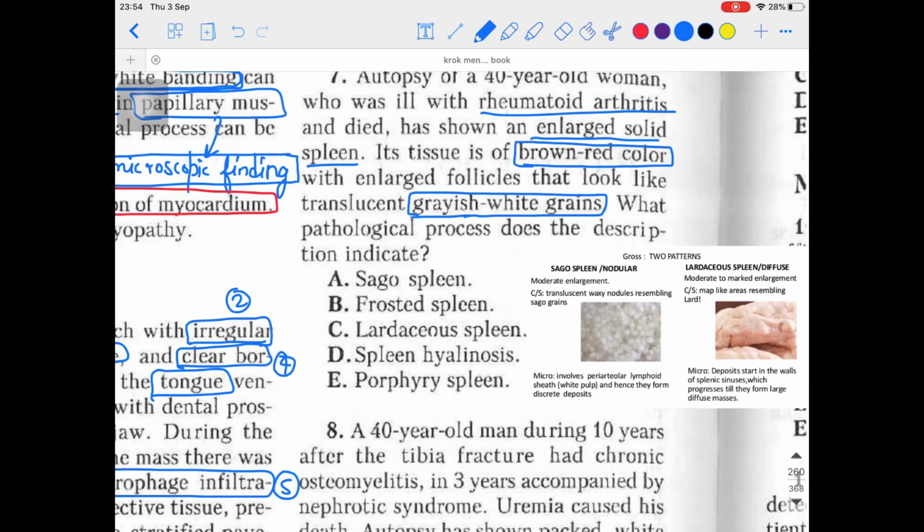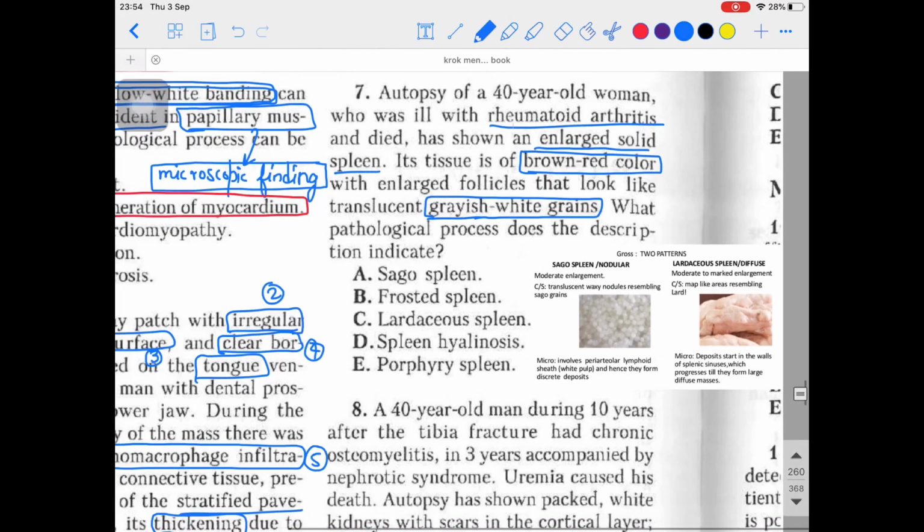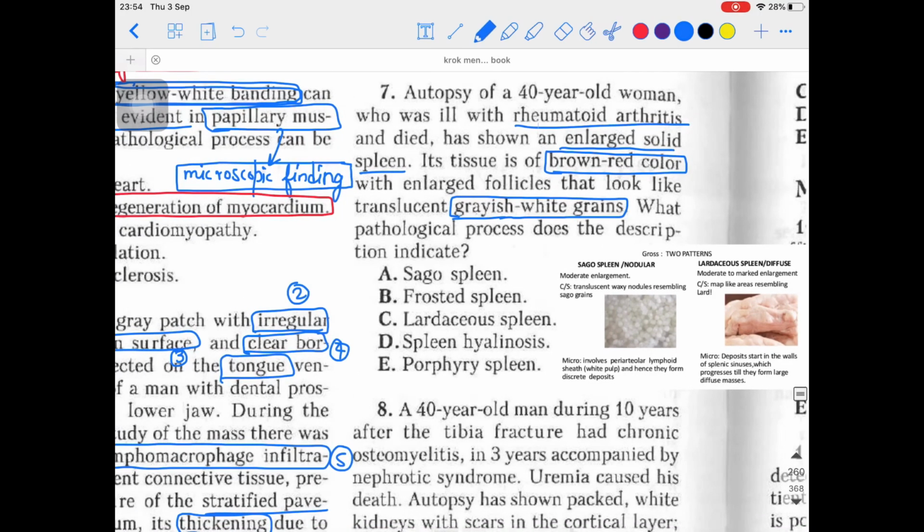Microscopic, what is the difference? Macroscopic you can appreciate with the eyes, microscopic obviously you need the microscope to appreciate that finding, right? So macroscopically with the naked eyes you can appreciate the grayish white grains over here. So what kind of pathological process are they talking about? Many of you must have guessed it already, that is the Sago spleen.